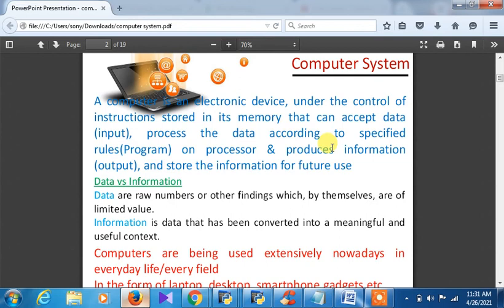And information is data that has been converted into a meaningful and useful context. Okay, that is the thing. So the fundamental thing is actually the data, and when data is organized, it becomes information.